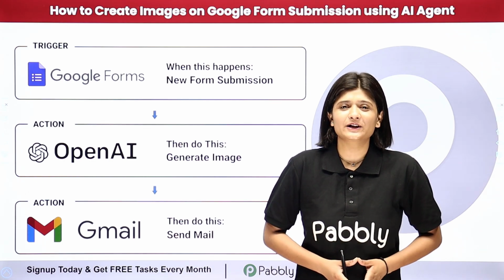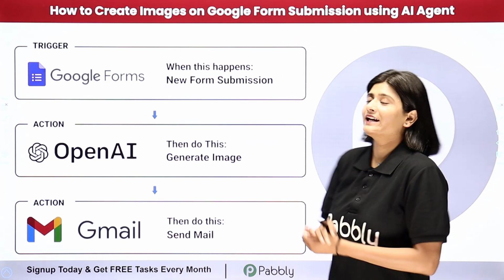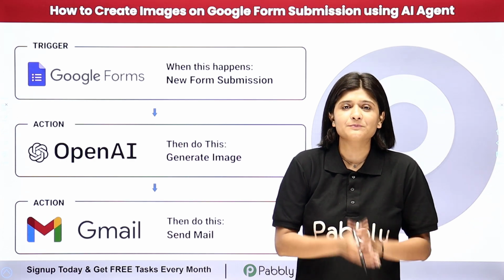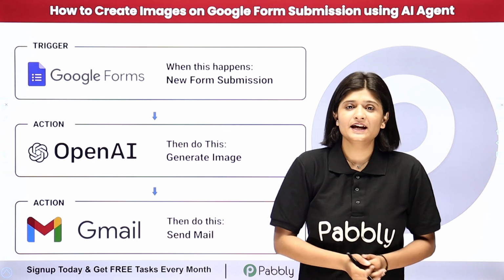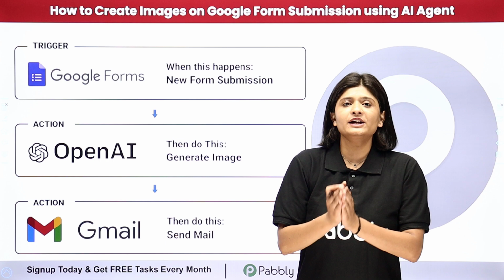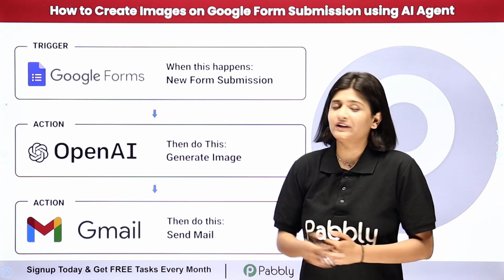In this video, we are going to learn how to create images on Google Forms submission using AI agent. So let's suppose I am running a creative agency and I am capturing and receiving the responses from my customers with the help of Google Forms. Now I want that as soon as I receive a new form response, the image according to the demand of the customer should be automatically generated with the help of AI agent.